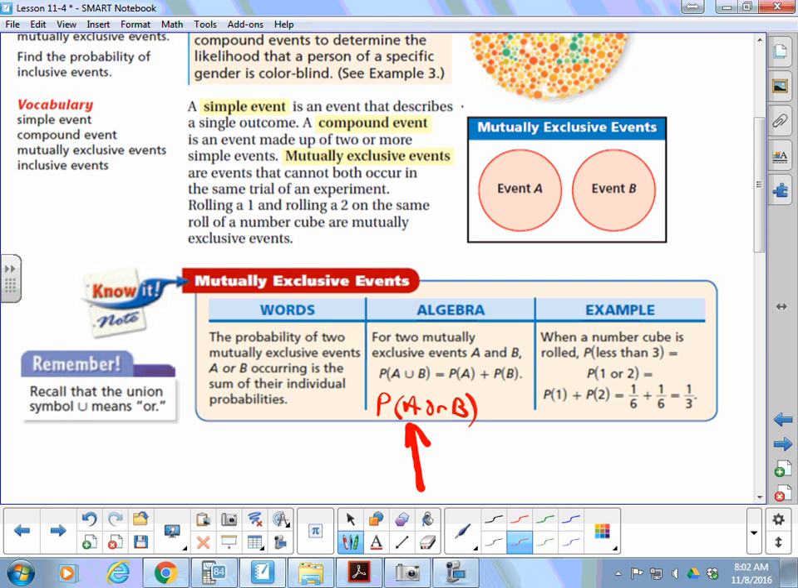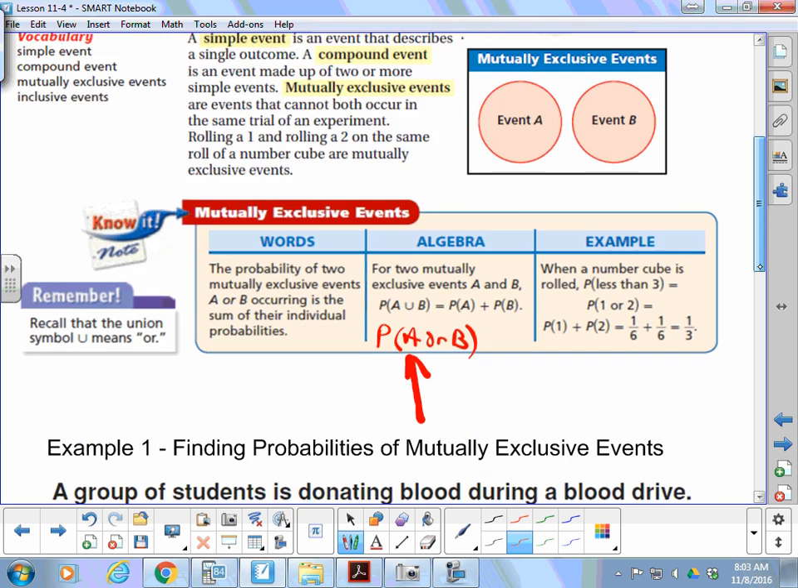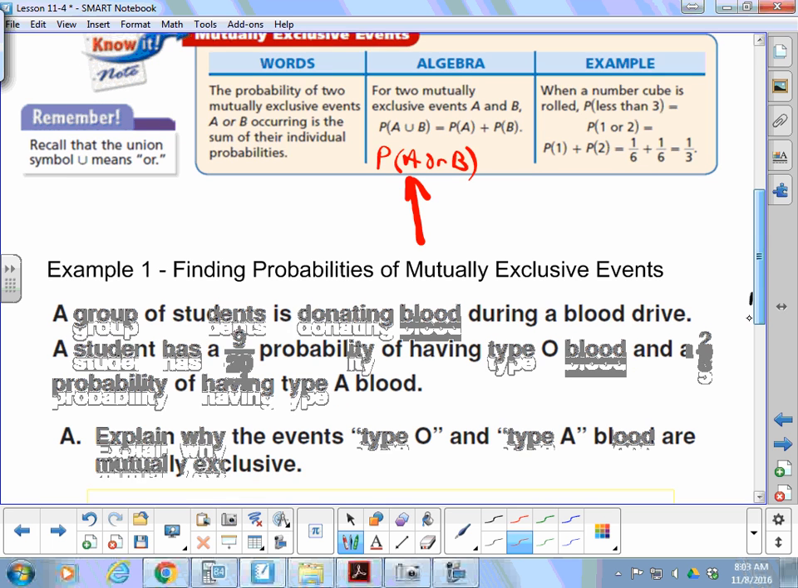So when a person rolls a number cube, the probability that it's less than 3, well, that's the probability of getting a 1 or the probability of getting a 2. And so I would add those two mutually exclusive events together. All right, so when you see this U here, union is what it stands for. That means or. So probability of A or B. And so we're going to add those probabilities together.